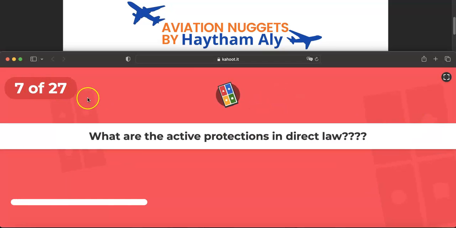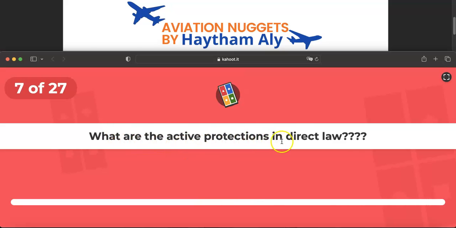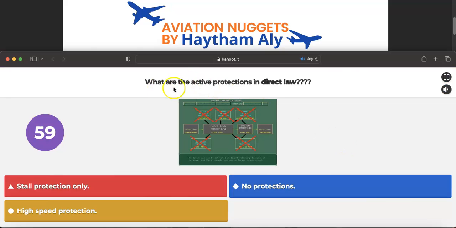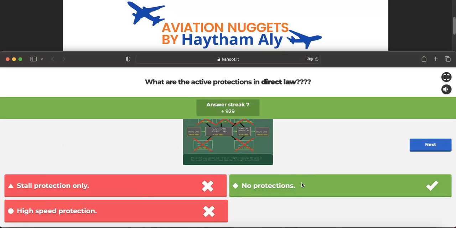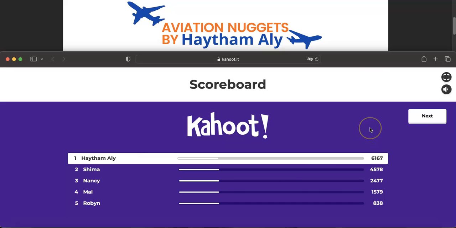Question 7 of 27. What are the active protections in direct law? In direct law, no protections are available. So remember, yes, direct law is fly-by-wire, electrical flight control system, but the computer will not provide any protection on the pilot order or the autopilot order. Okay, everybody. Let's proceed. Next question.